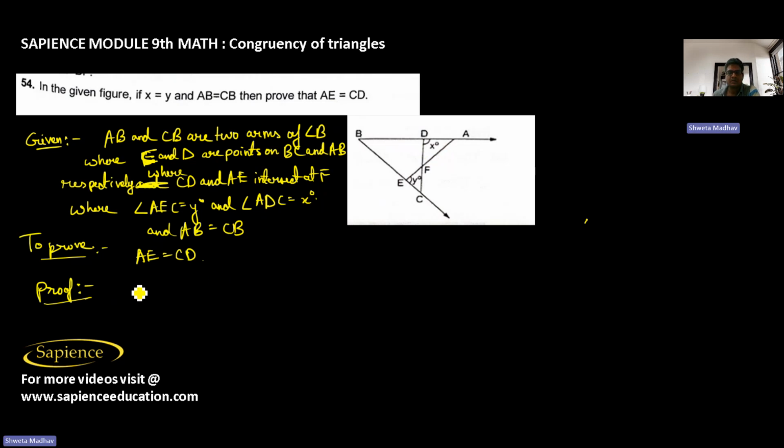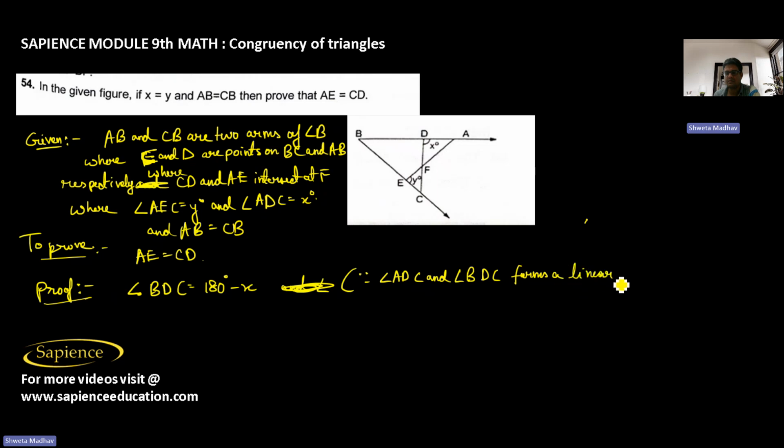So now here you can see that angle EDC is equal to 180 degree minus x, the reason is that since angle ADC and angle BDC form a linear pair, so their sum should be 180 degree. Similarly, we can say angle AEB is also equal to 180 degree minus y.